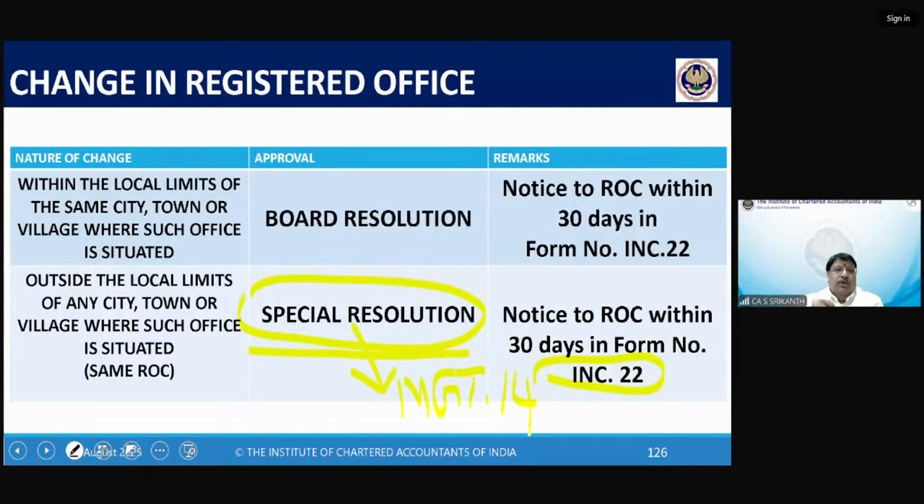If they ask you something like this story, where they want to move from a place within the city to another place which is outside the jurisdiction, what is to be done? Advice. Then you simply write, the company would be advised as follows. 1, a special resolution shall be passed for change of registered office from within the local limits to the place outside the local limits. 2, the company shall file INC 22 within 30 days. If you write this, you will get full marks. If you write MGT 14 and all, they will fall at your feet.